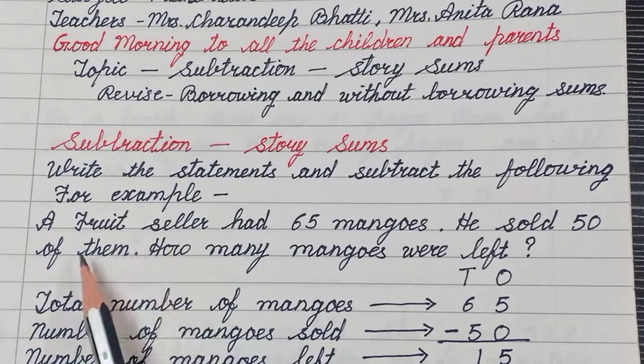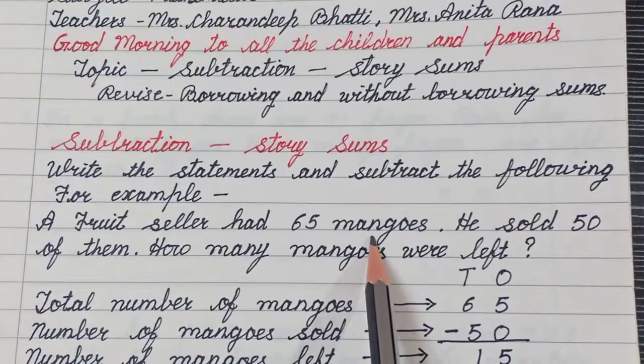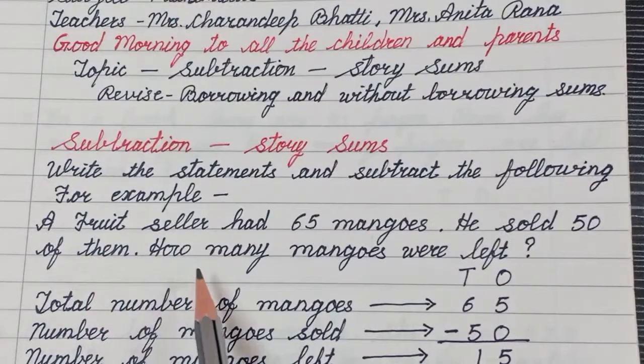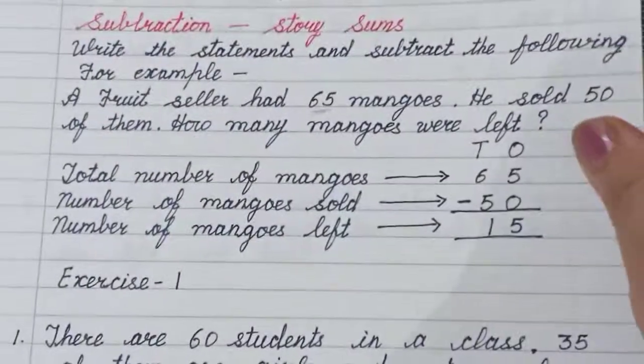Let's take an example. A fruit seller had 65 mangoes. He sold 50 of them. How many mangoes were left? Now here we are going to write first the total number of mangoes the fruit seller has. The statement will be total number of mangoes. How many mangoes he had? 65. So we have written here 65.